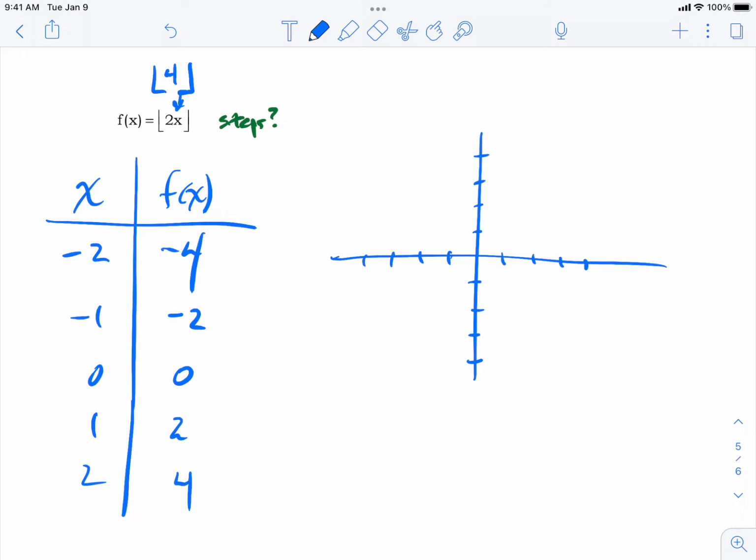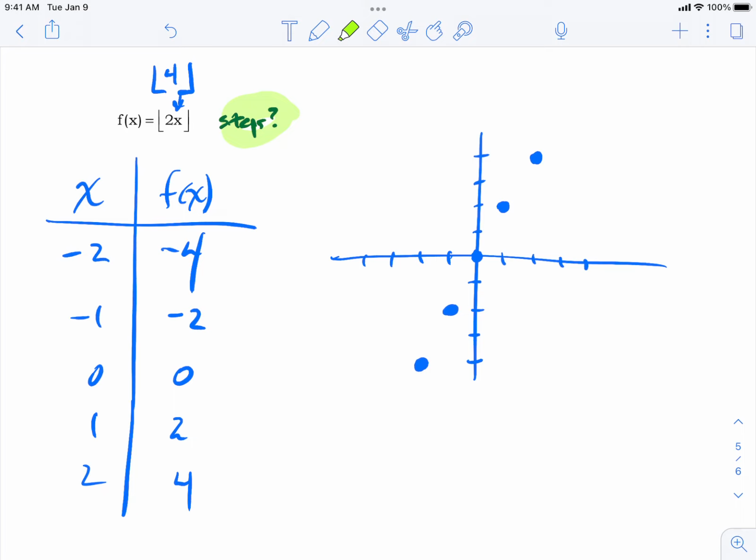So when x was -2, I went all the way down to 4 here. And that's a solid dot. When x was -1, I go down to -2. When x is 0, I was at 0. When x was 1, I was up at 2 already. When x was 2, I was up at 4 already. Okay, we go through those points.